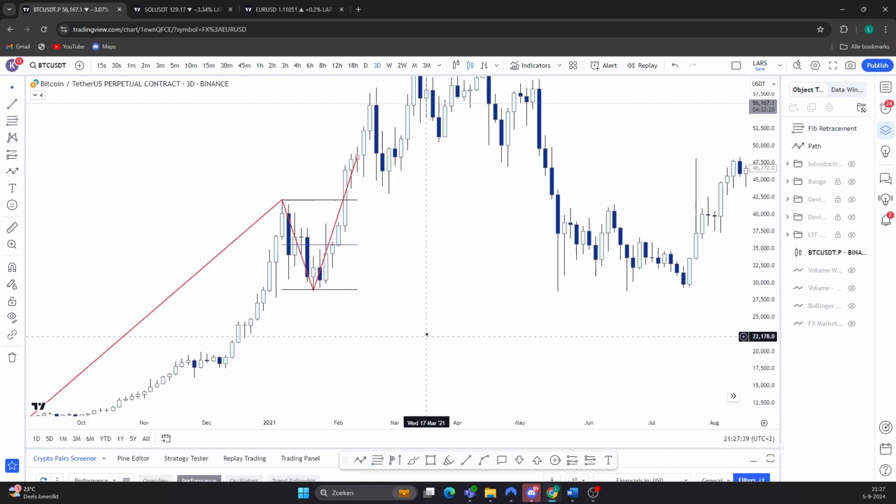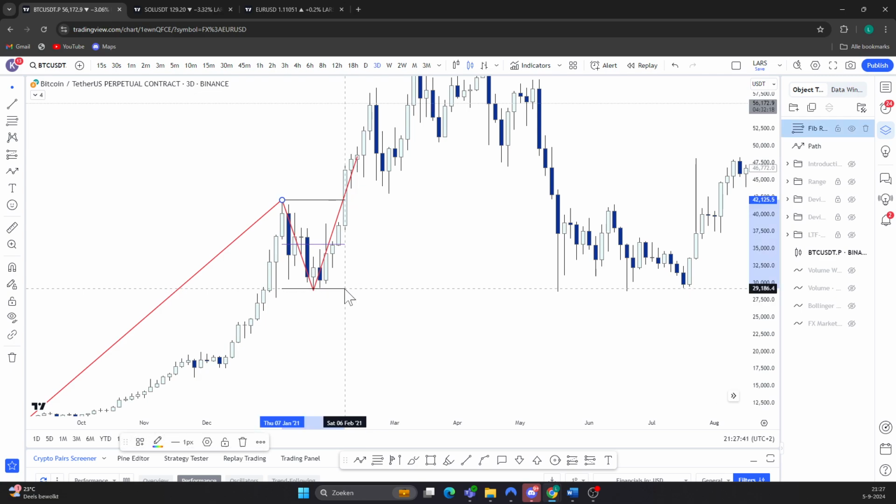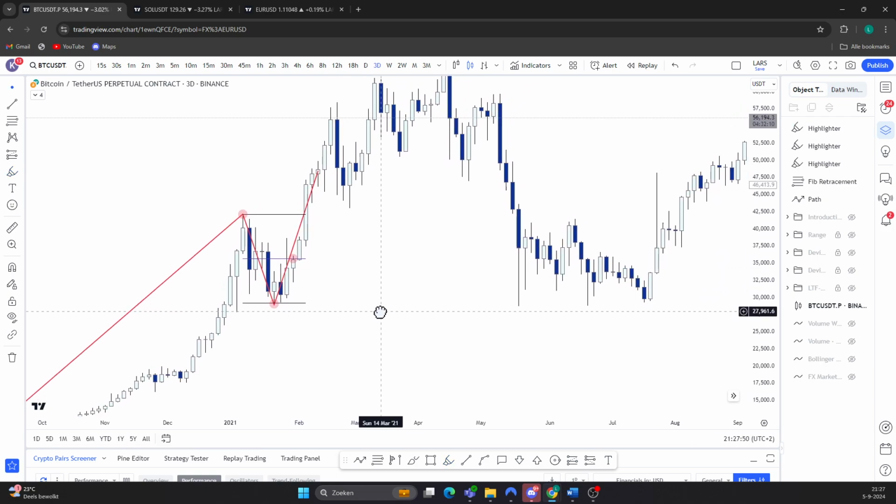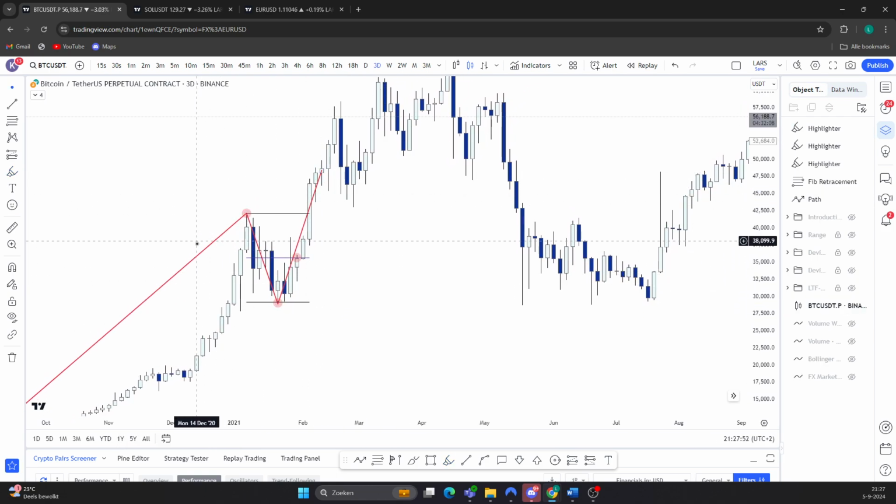Let's make it a range. We pull our range from top to bottom, range high, range low, and the moment we have a move back up to the equilibrium of the range, that is when our range is confirmed. Now, this range immediately ended up being a breakout and just continuing its market structure.